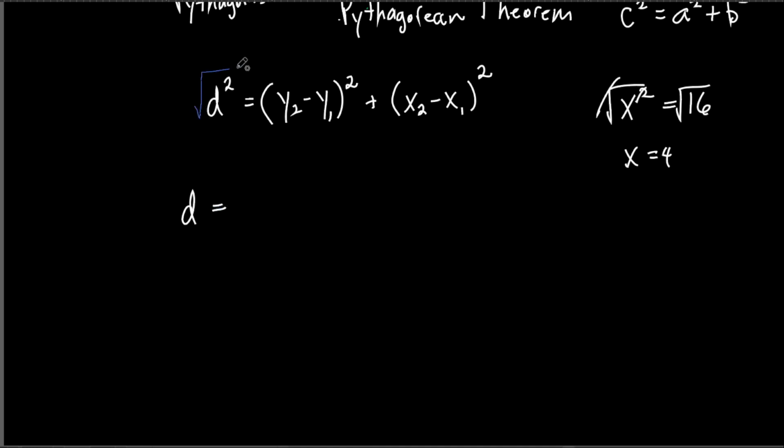Okay, taking the square root of this cancels them out, right? So I'm just left with d. So now, here it is. This is the way you're going to see the distance formula in most math books. It's going to look like this: y2 minus y1 squared. It looks crazy.